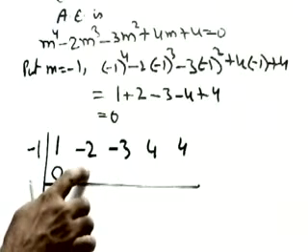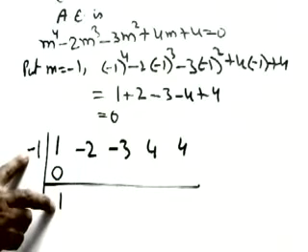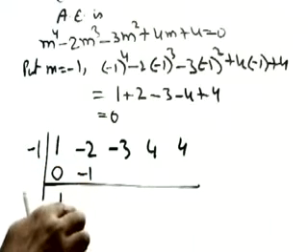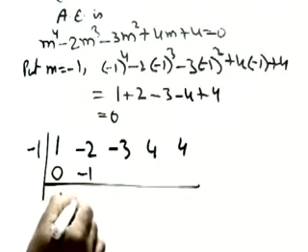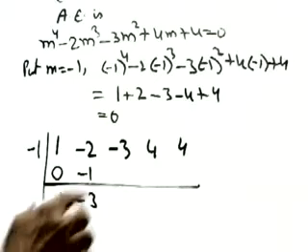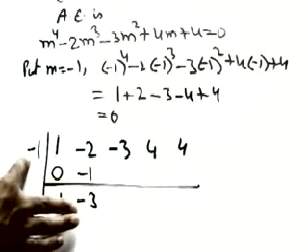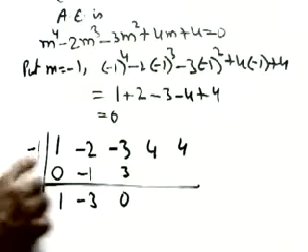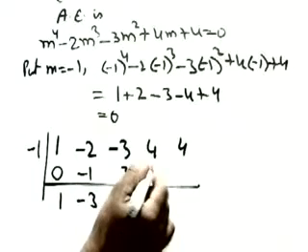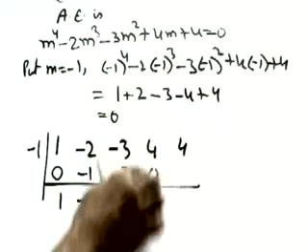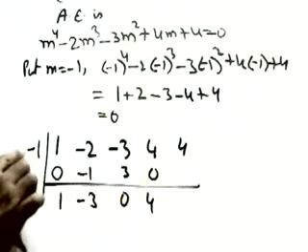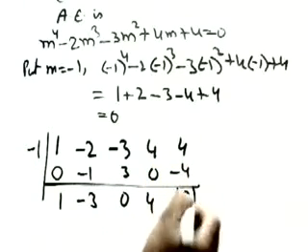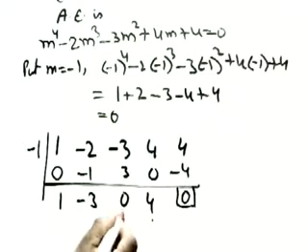You multiply this value, and whatever value you get, you write here. Minus 1 into 1 is minus 1, you write here minus 1. Now add: minus 2 minus 1 is minus 3. Now you multiply this and write here. Minus into minus is plus, 1 into 3 is 3. You add: 3 minus 3 is 0. Minus 1 into 0 is 0. You write 0 here. Now you add: 4 plus 0 is 4. You multiply now: minus 1 into 4 is minus 4. So this will become 0.